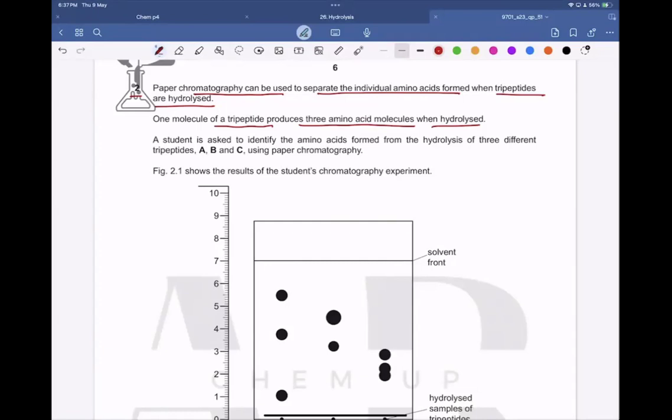Okay. So see, tripeptide means 3 amide links, 3 times C double bond O N links are there, and 3 amino acids when hydrolyzed. A student is asked to identify the amino acids formed from the hydrolysis of 3 different tripeptides, A, B, and C, using paper chromatography. Figure 2.1 shows the result of the student's chromatography experiment.